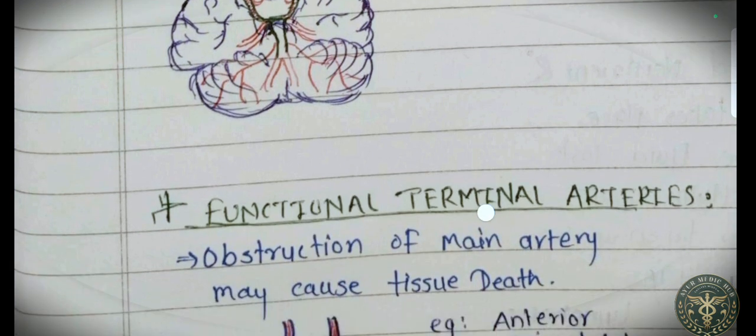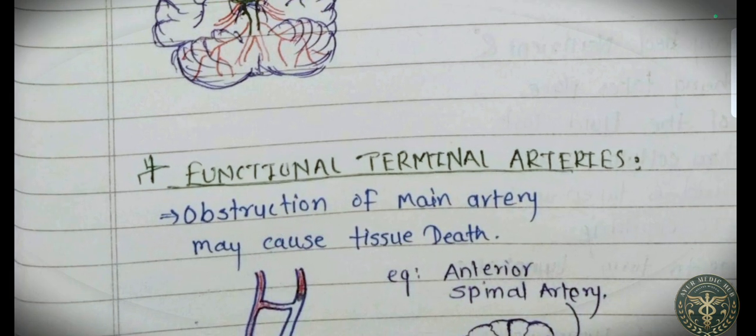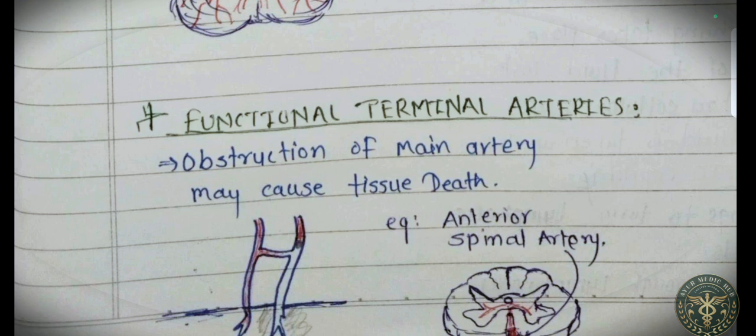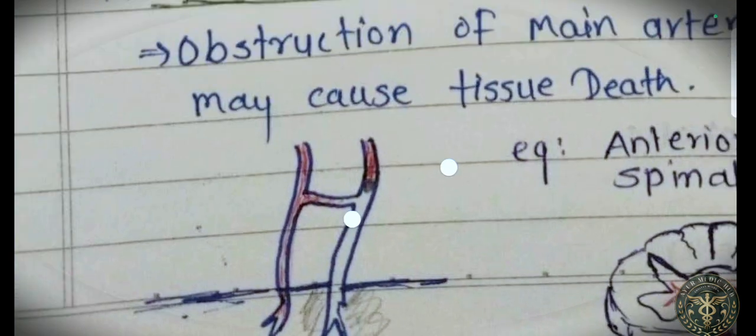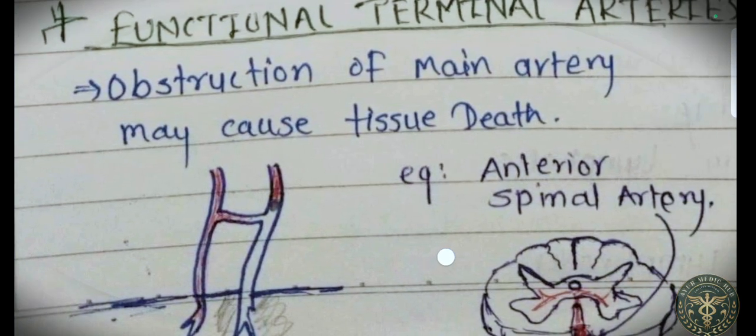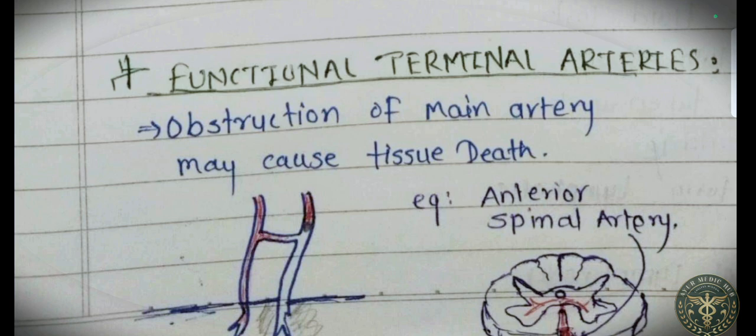Then there are functional terminal arteries. When there is an obstruction to the main artery, which may cause tissue death, as you can see in the diagram. If there is a block before the collateral circulation, then it is a terminal artery, as the blood does not reach the tissue and it may cause tissue death. An example of this is the anterior spinal artery.